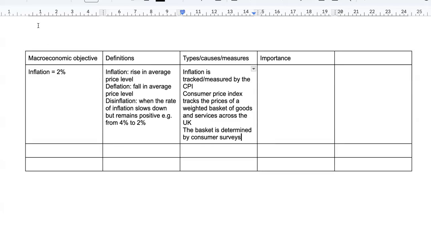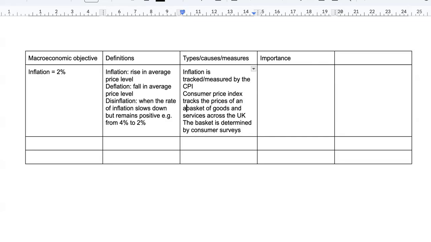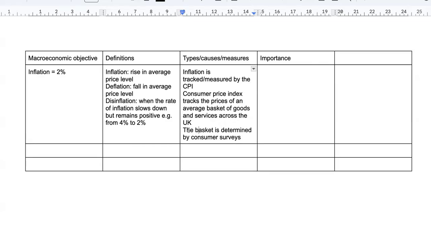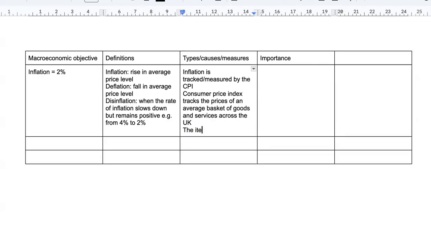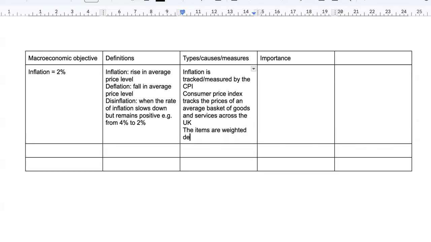And then there'll be this basket of goods and services. This basket of goods and services is meant to represent the average consumer in the country. And then we just track the prices of that thing. And each of the items is weighted. I'm just going to change the wording slightly. So the prices of an average basket of goods and services. And the items are weighted depending on how popular they are.